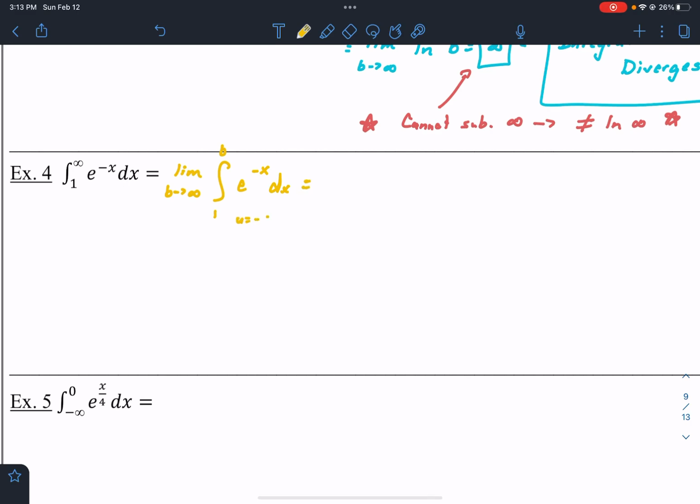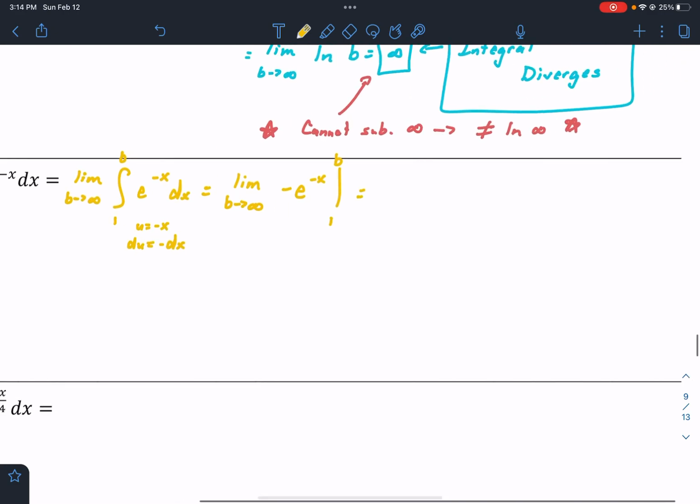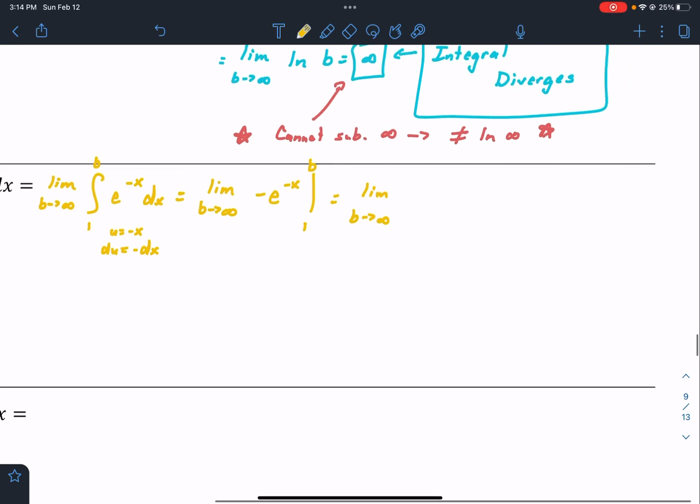Now there is going to be an extra negative here. There's a little bitty baby u sub happening. So there's an extra negative involved. So I've got the limit as b goes to infinity of negative e to the negative x evaluated from 1 to b. I still have to do the fundamental theorem, keeping my limit notation. I have not evaluated the limit yet.